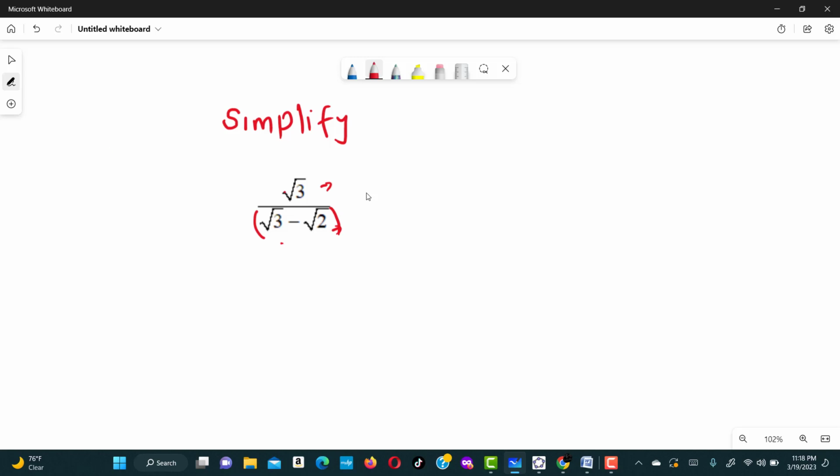So what is a conjugate? The conjugate of this expression is the same expression, only that the difference is the sign here. So for example, the conjugate of the denominator is, instead of minus, we are going to write plus. So we will multiply in the denominator the square root of 3 plus the square root of 2. It's the same expression, only that the sign is now plus. We also do the same in the numerator. We will multiply the same expression that we multiplied in the denominator.